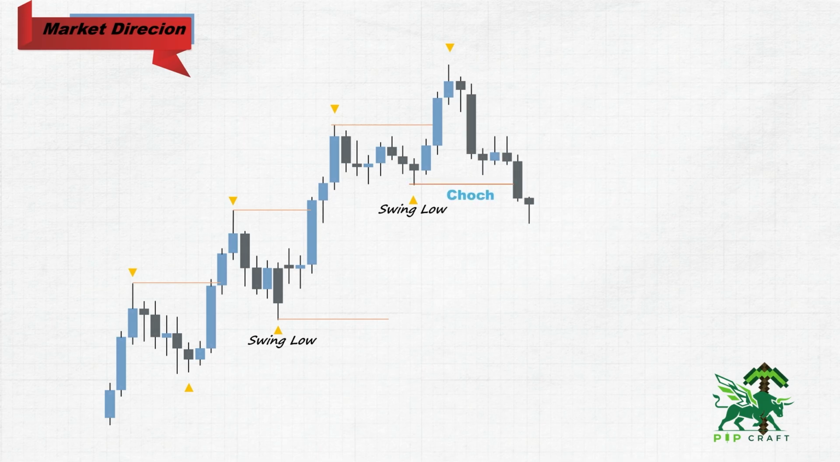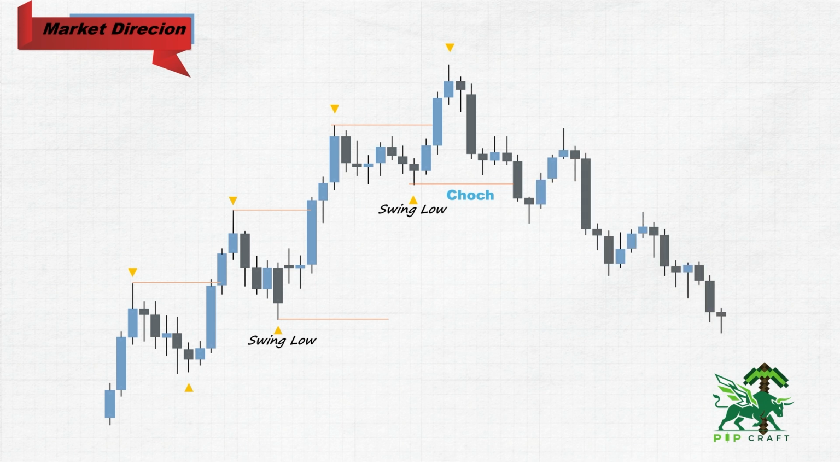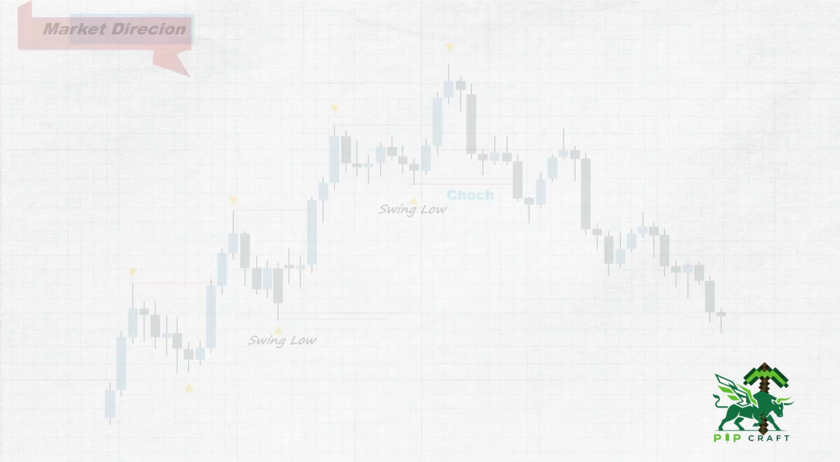However, if price breaks and closes below the protected low, we get a change of character. This means buyers fail to hold the structure, and sellers are gaining control, indicating a potential reversal. After this, we can start looking for fresh supply zones and prepare for short trades.